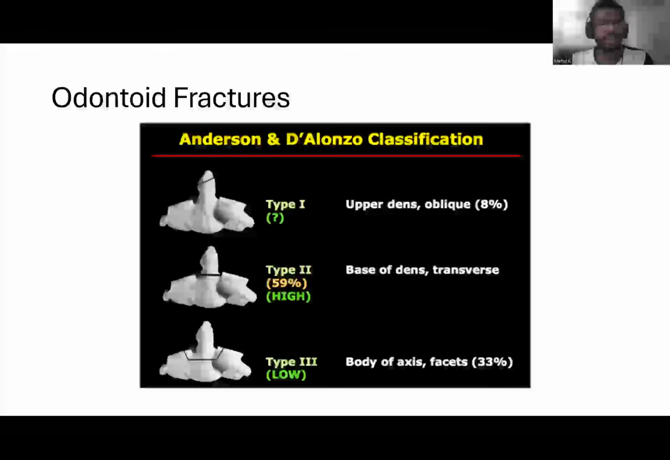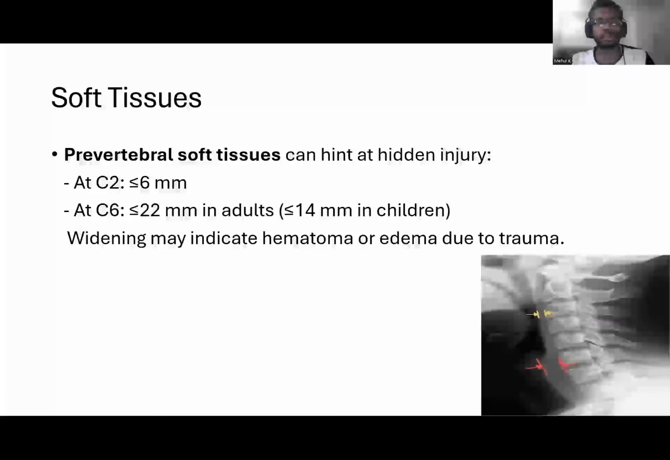D part, which is for dens, that is the odontoid process. We have type 1, type 2, and type 3 injury. Type 1 is the tip of the dens. Type 2 is basically the junction of the dens and the body. And type 3 is mainly through the body only. So the most unstable one of these is going to be your type 2. That is what you have to keep in mind.